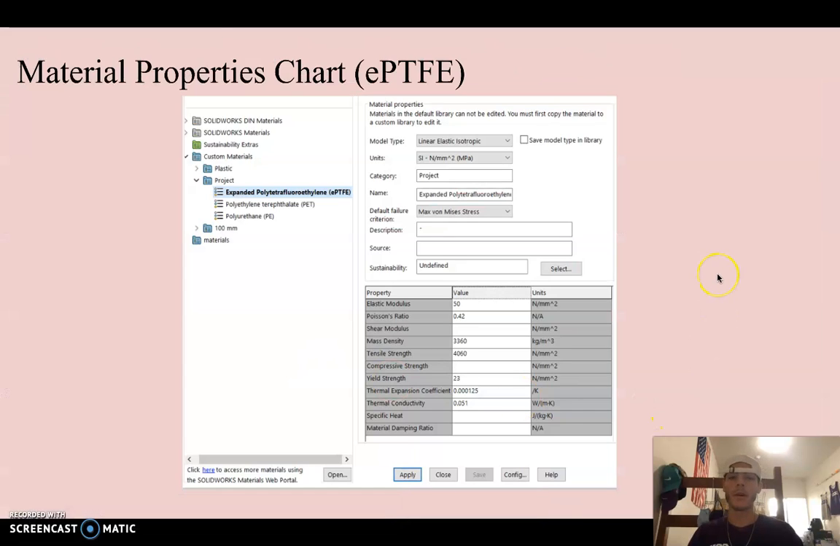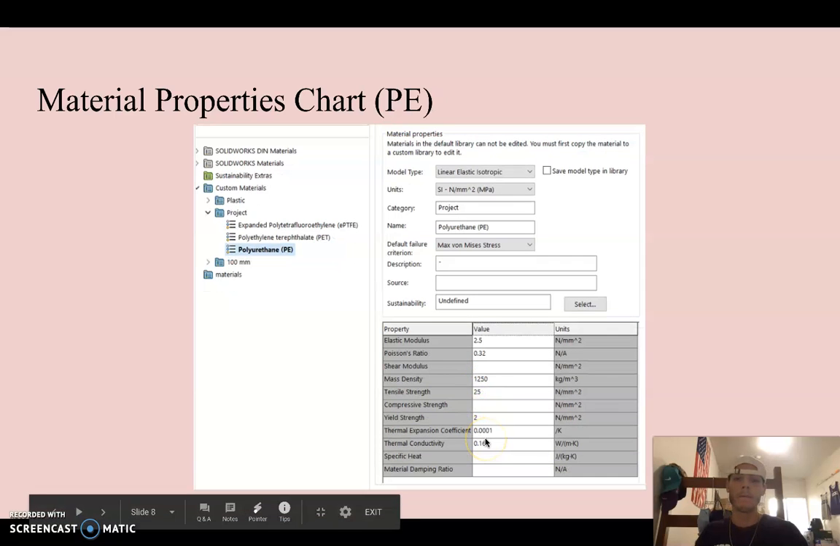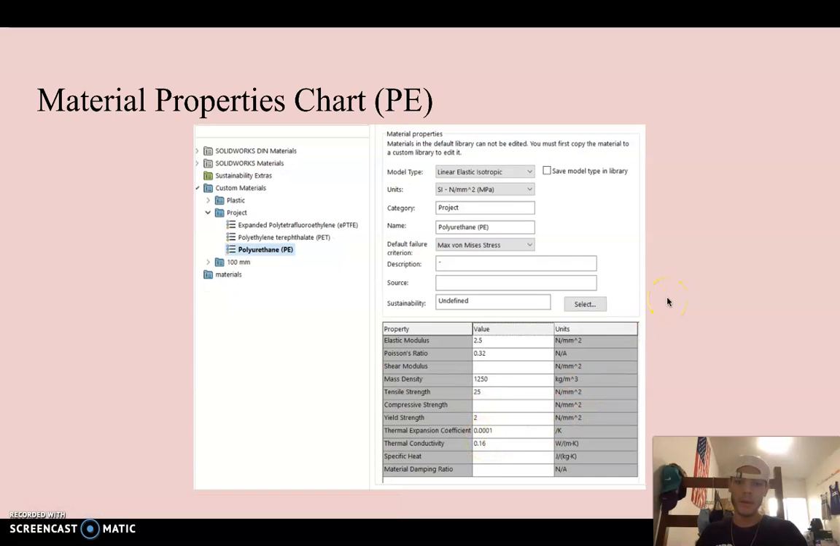Now here are the material properties for the ePTFE. The important ones are included, such as the elastic modulus, the Poisson's ratio, the yield strength, and the tensile strength, and the density. So those are all necessary to run the static simulations in SOLIDWORKS to gather the stress and strain values. And here's the same chart for the PET. Again, the important values listed in the chart. And finally, for the polyurethane PE, material properties are listed.